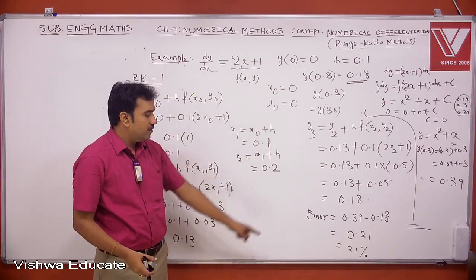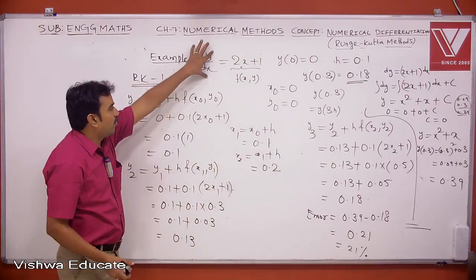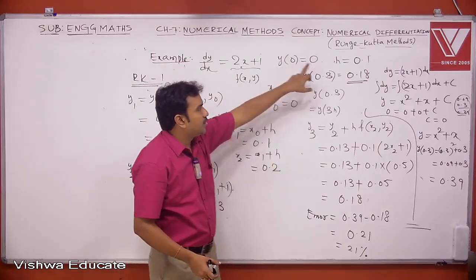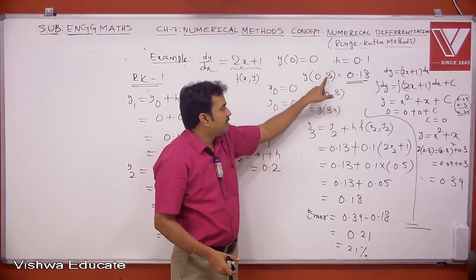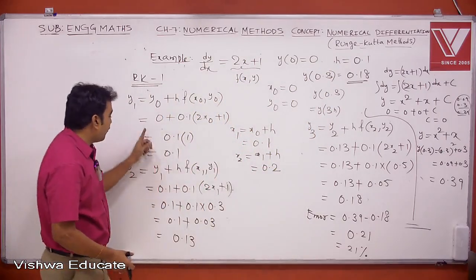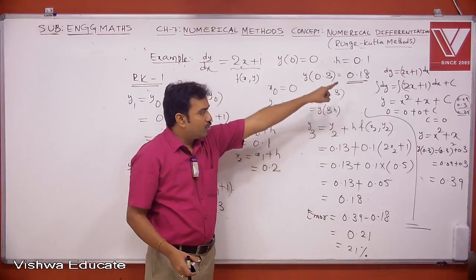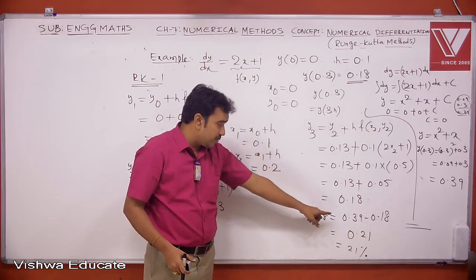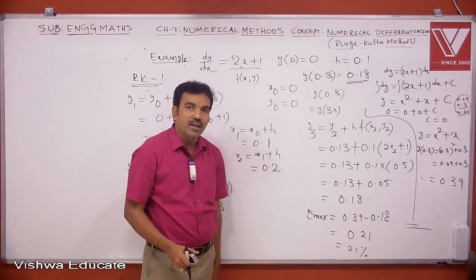Note this. In the examination they frequently ask for percentage error. So this is my problem. We were solving this by RK method of order 1. This is my boundary condition, h value 0.1. We need to find y of 0.3, which is nothing but 3 times h. So we need to find y3 value. When you calculate y1, y2, y3 using RK method of order 1, we get 0.18. When you go through the regular way, we get 0.39. So the error is 0.39 minus 0.18. In terms of percentage, this is 21%.